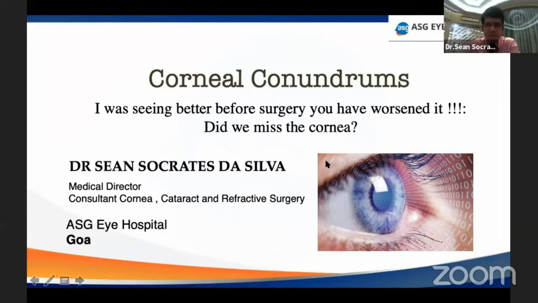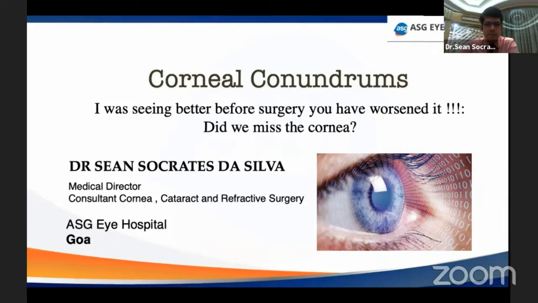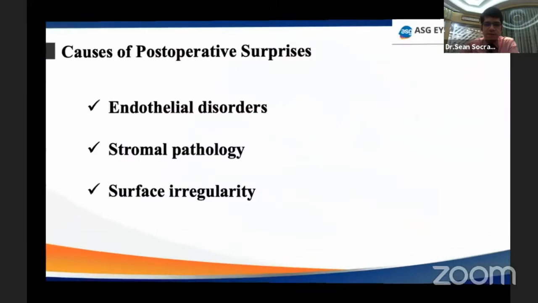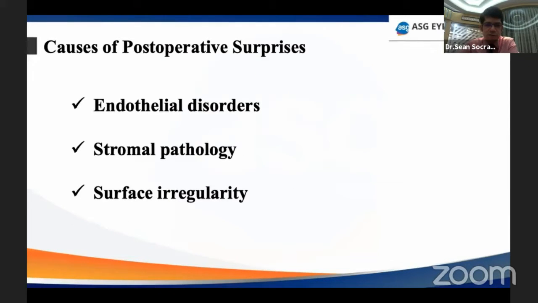This is a very important topic pertaining to cataract surgery, and Dr. Praveen has covered the ocular surface very well. I'll be talking more about the cornea. Many times we have a very uneventful case, but post-operatively we have a big surprise, and then we have to wonder what went wrong. So we'll divide it into endothelial disorders, conditions with stromal pathology, and surface irregularity.